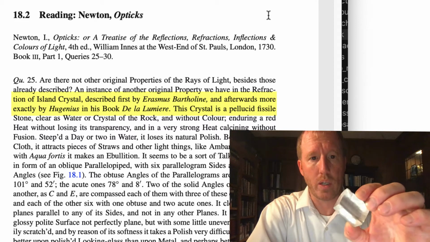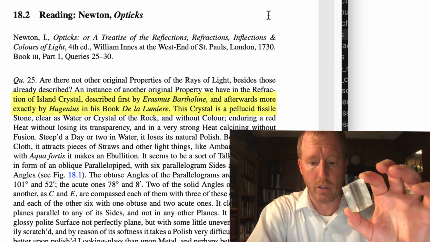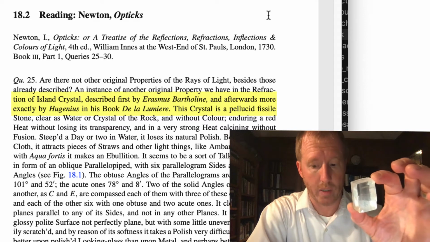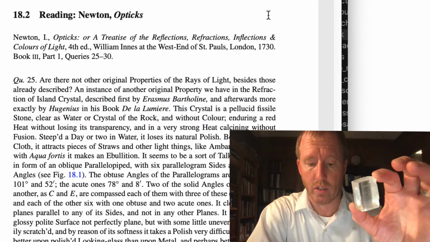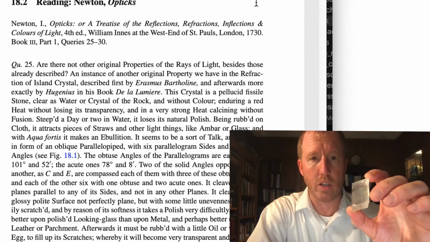Okay, so he's going to point out that when you pass light through this Iceland crystal, which was first studied by Erasmus Bartholinus, he says, and also by Huygens, he noticed that it has this interesting behavior.